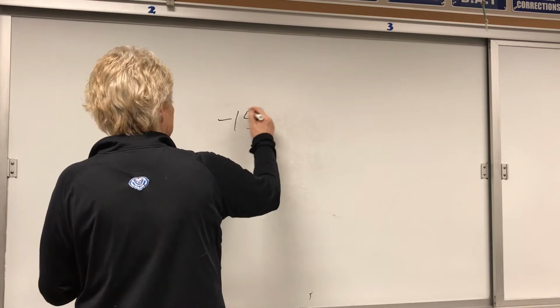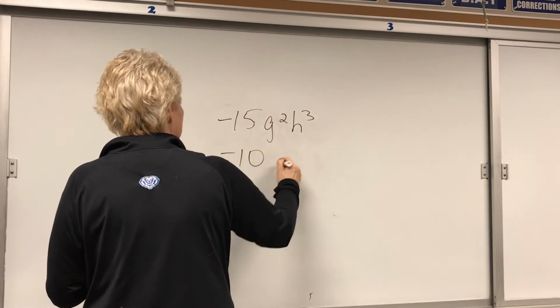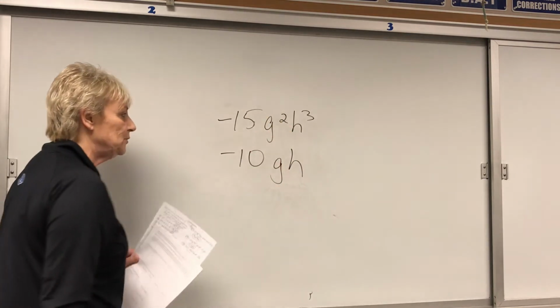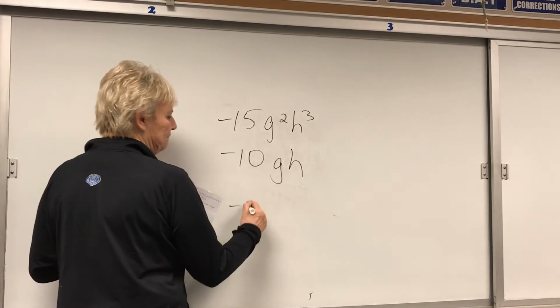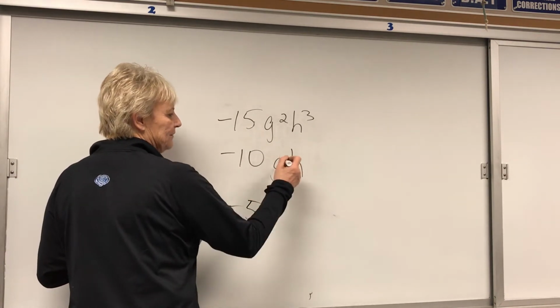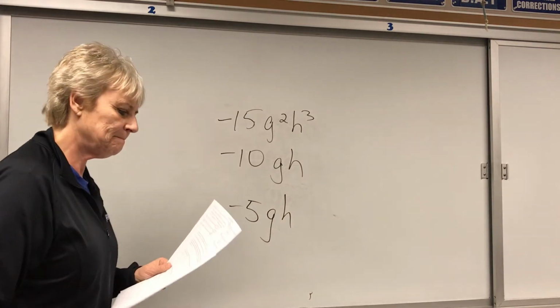Okay, negative 15 g squared h cubed, negative 10 gh. When you have two negatives, pull the negative out, and then they both have a 5 in common. They have a g in common and an h in common.